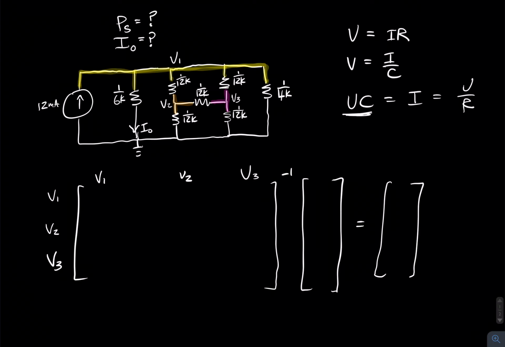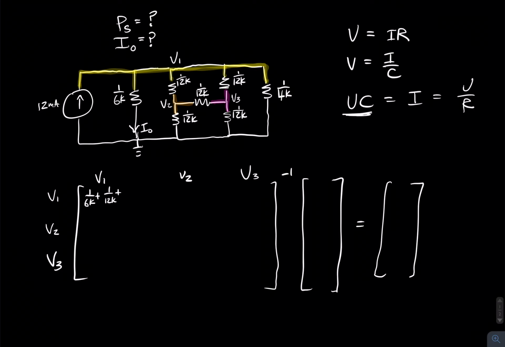Alright, so since we're going to do that, we're just going to focus on V1 and see where it's connected. And then we're going to sum up all those conductances. So we have 1 over 6K plus a 1 over 12K connected to V2 there.